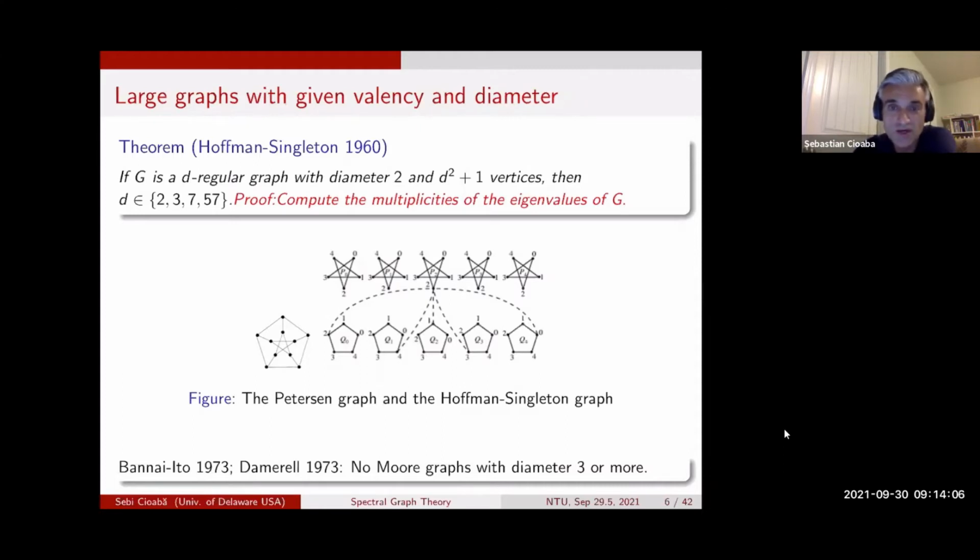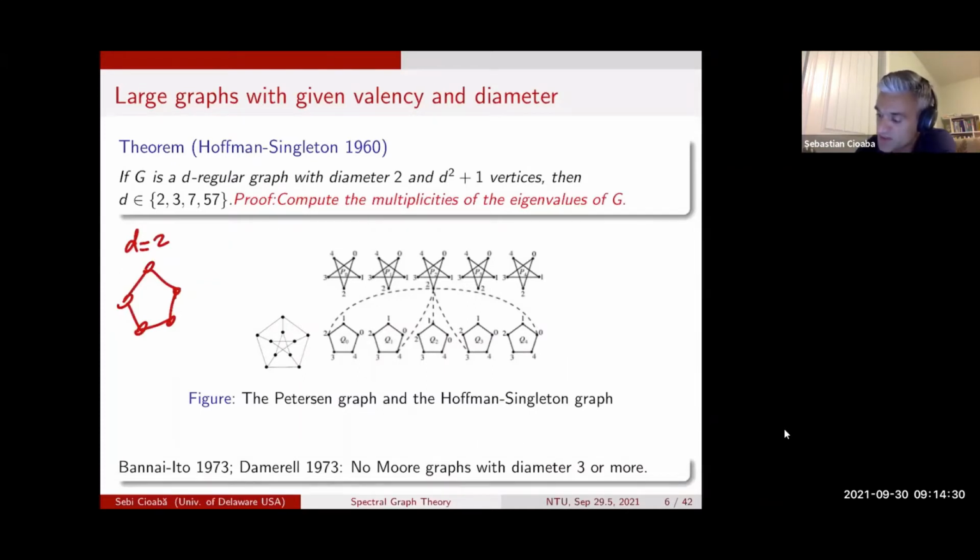And if you unwrap what that means, you end up with a divisibility condition that leads to d being one of the possible values 2, 3, 7 or 57. Now, for d equals 2, there is such a graph and it's unique, and that's the cycle on 5 vertices. 2 squared plus 1 is 5.